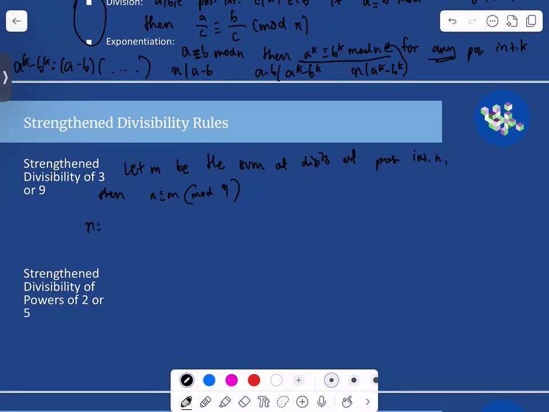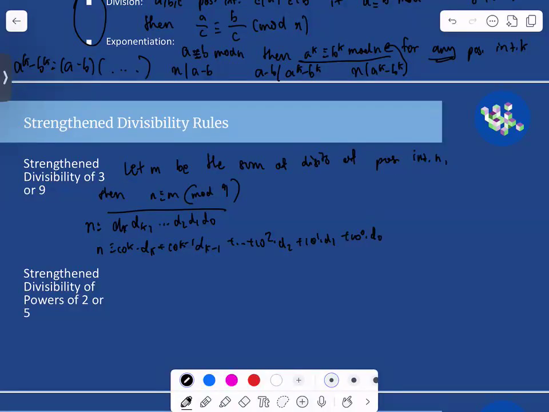rigorously you can write any number N as d_k, d_{k-1}, and so on, d_2, d_1, d_0. And then when you expand that, you can write it in terms of base 10, so 10 to the k times d_k, plus 10 to the k minus 1 times d_{k-1}, plus so on, plus 10 squared times d_2, plus 10 to the 1 times d_1, plus 10 to the 0 times d_0.